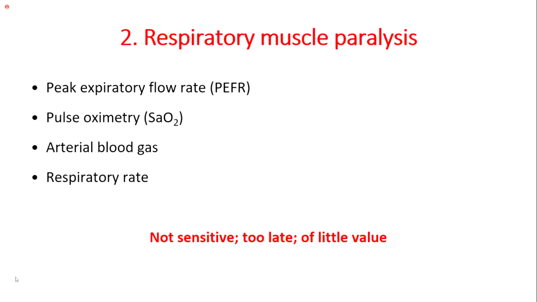So if you do not have a respirometer, then you go for the single breath count. And it is all about anticipation, anticipation, anticipation. If you feel this patient is progressing in terms of respiratory muscle paralysis, get him into the ICU. So very important. Right.